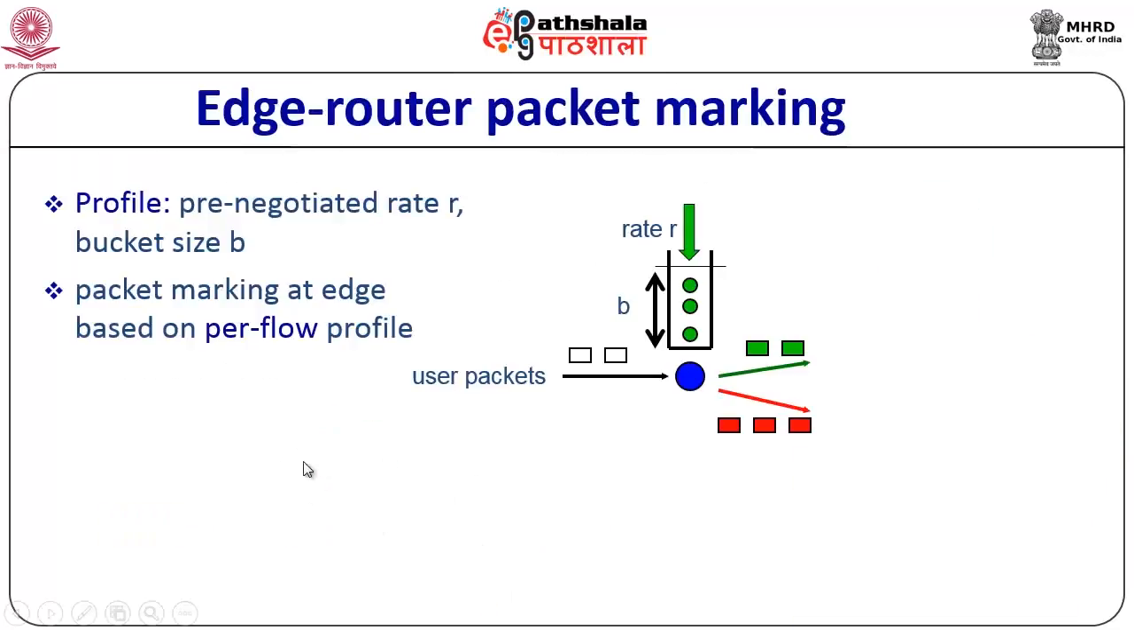Okay. So if you look at the edge router, we said that the marking of the packets will take place. So user packets come in. You specify a pre-negotiated rate R and a bucket size D. So that gets monitored over here. The packet marking at the edge is based on the per flow profile. So note that this is per flow at the edge.